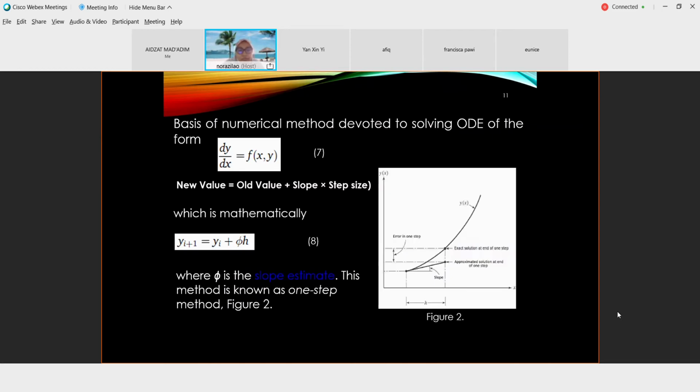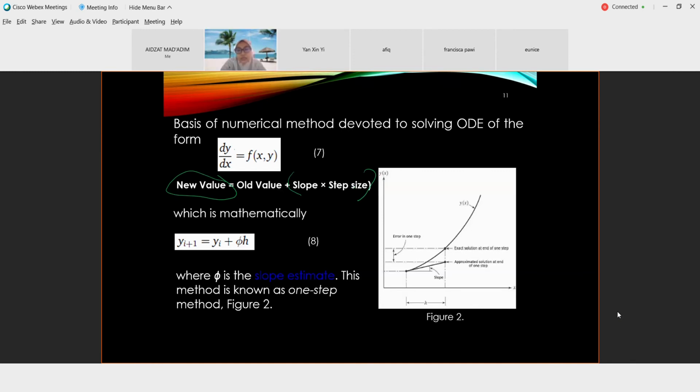Basically, the numerical method to solve an ODE, we always use dy over dx. dy over dx is actually a function of x and y, where we understand that for every increment, the new value comes from the old value plus slope multiplied by step size.